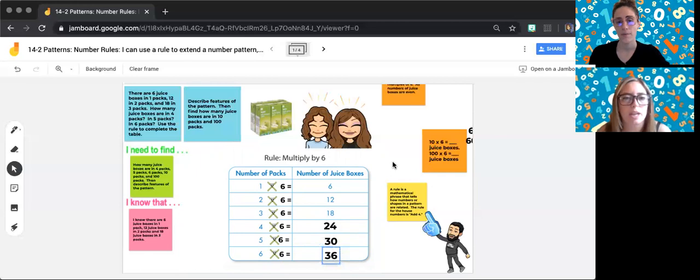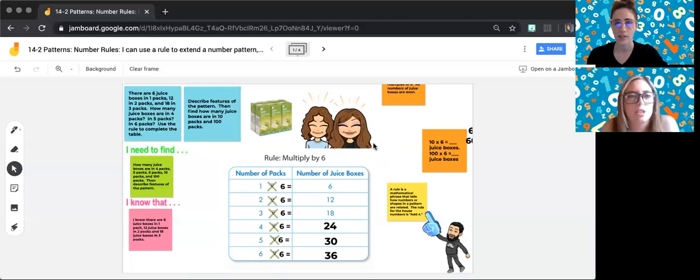Yeah. So in 4 packs of juice, there are 24 juice boxes. In 5 packs of juice, there are 30 juice boxes. And in 6 packs of juice, there are 36 juice boxes. Wow. Can we look at these numbers to find a feature of this pattern? So since we're multiplying by 6 as our rule, I can tell that one of the features is that all of these numbers of juice boxes are multiples of 6. 6, 12, 18, 24, 30, 36. Great job.